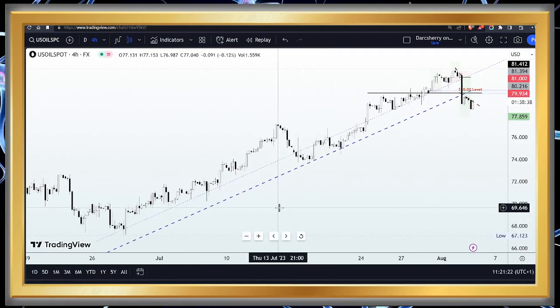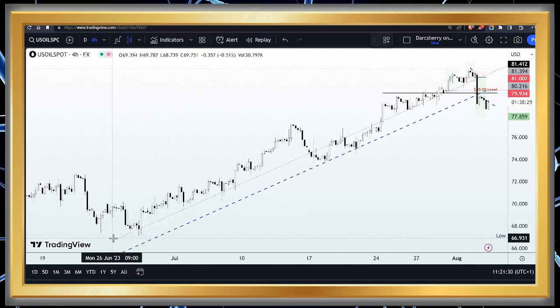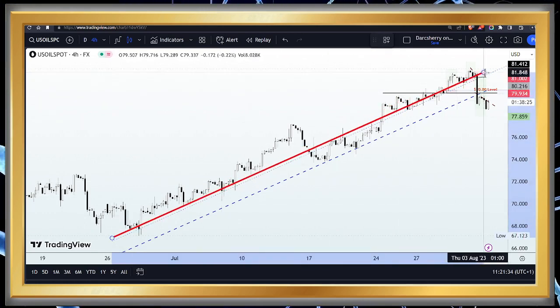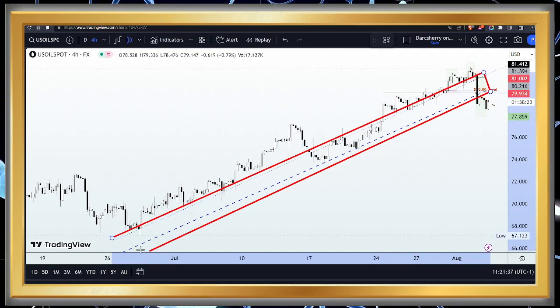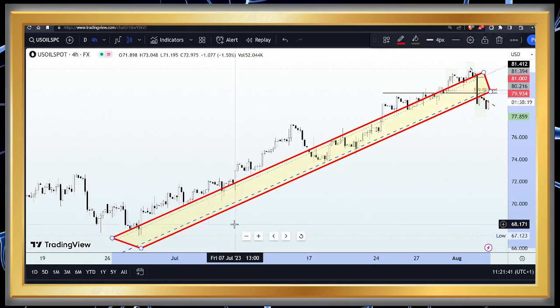Now, on the 4 hours time frame, the first thing we observed on Monday was the fact that price action has been very, very bullish since the beginning of the month of July. And to further emphasize the bullish momentum here, we were able to connect a series of higher lows to give us these ascending trend lines. In fact, we had a couple of them to guide our trading activity for the week.